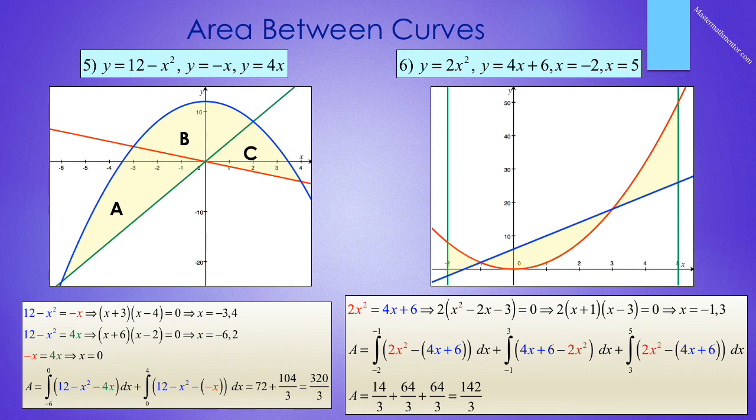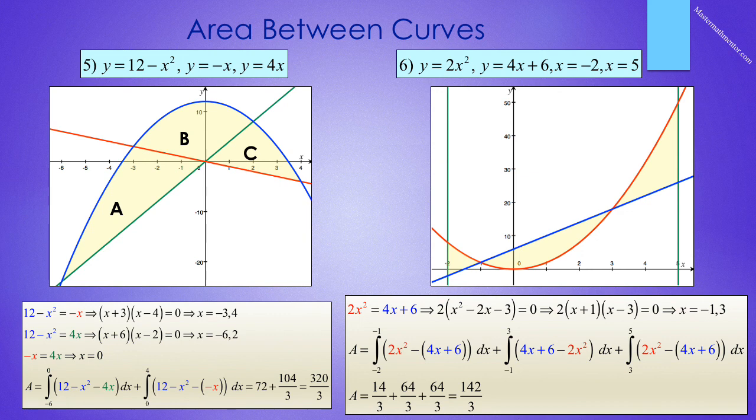So our first integral is the red curve minus the blue curve, which is 2x squared minus 4x minus 6, and that becomes the integral from negative 2 to negative 1 of 2x squared minus 4x minus 6 dx. The second integral will be the blue curve minus the red curve, or 4x plus 6 minus 2x squared, integrating from -1 to 3.